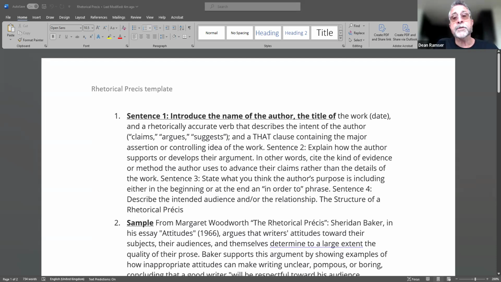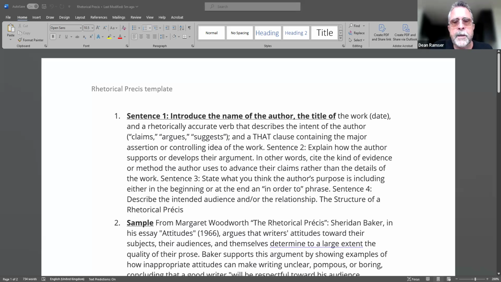So that's rhetorical precis. Sorry for the unnecessary extra information. So the rhetorical precis is a four-sentence template. You're going to be writing it about these three essays, which are in your book. And you might also be able to find them online. I'm not sure.